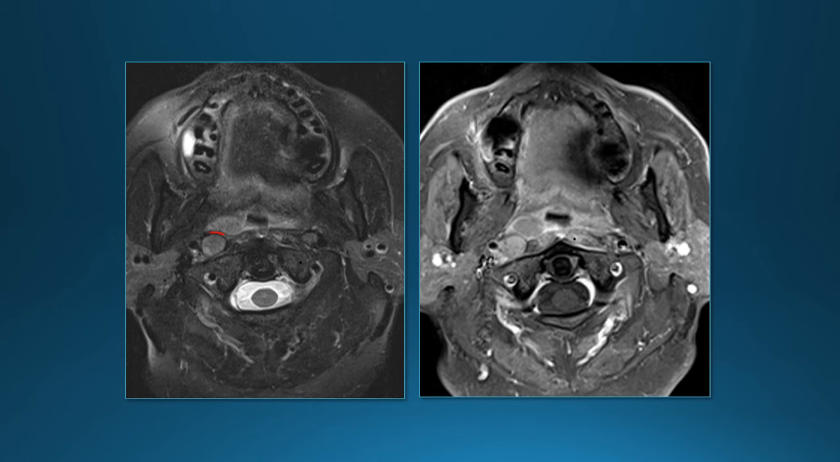This is another patient with a retropharyngeal lymph node here. And again, it's between the longus colli muscle and the internal carotid artery. In this patient, the lymph node is due to this nasopharyngeal cancer right over here.